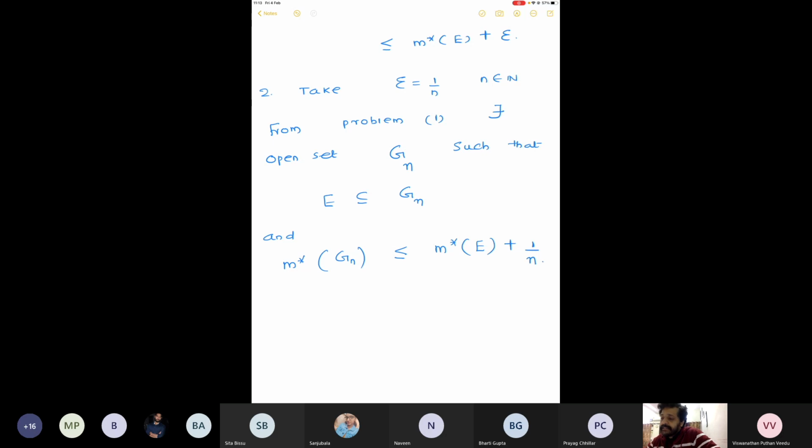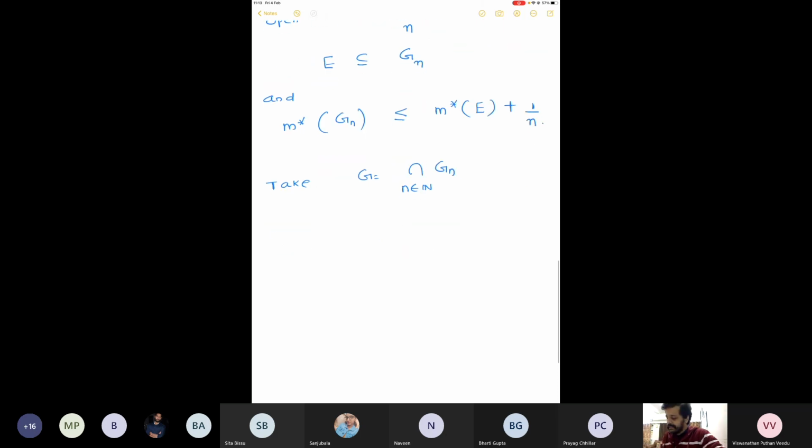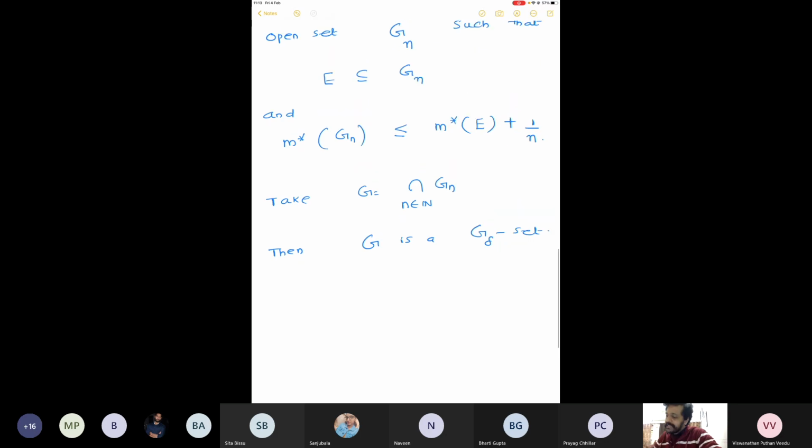Now I want to create a G delta set, that is, an intersection. So take G to be the intersection of Gn, n in the natural numbers. Then by very definition, G is a G delta set because it is a countable intersection of open sets. Okay. What we want is M star of G equal to M star of E. Now since E is contained in Gn for all n, E is contained in the intersection of Gn.